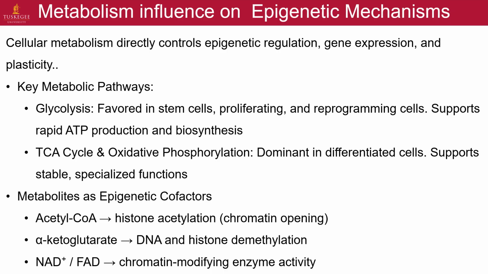The metabolites that are formed along the way can act as epigenetic cofactors. For example, we have acetyl coenzyme A, which is very important in histone acetylation, especially during chromatin opening. Alpha-ketoglutarate is important during DNA and histone demethylation processes. And NAD and FAD are mainly important in chromatin-modifying enzyme activities.